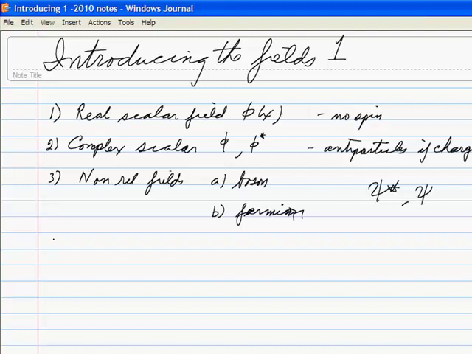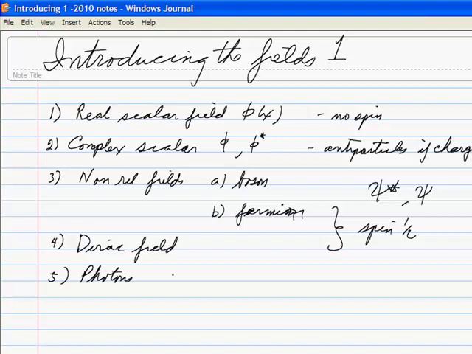Okay, then if we do the relativistic version, it's a Dirac field. So this is spin a half. We'll do some of that. And then there's photons, or vector fields. Okay, so the photon clearly, in the relativistic treatment, carries spin 1.